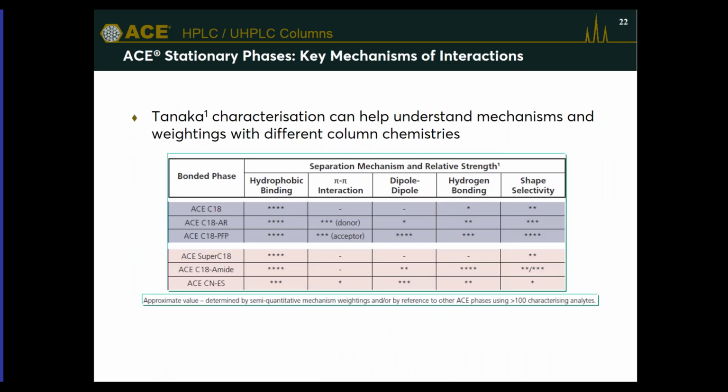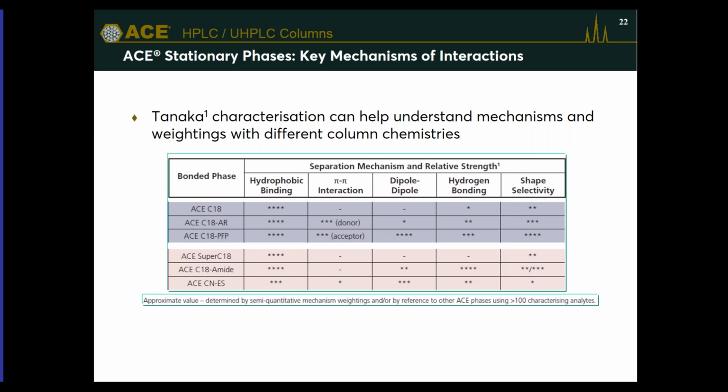Now, the way that we know that there's different mechanisms is that we can characterize the columns to help us understand different mechanisms of interaction with different column chemistries. This is a published approach to understanding mechanisms with LC column chemistries. We use what's called the Tanaka characterization approach, and I've cited it at the bottom of the slide there. This was published a long time ago, and it's simple but a very powerful way to understand which are the dominant mechanisms with different stationary phase chemistries.